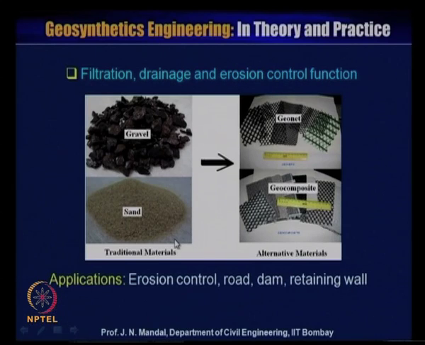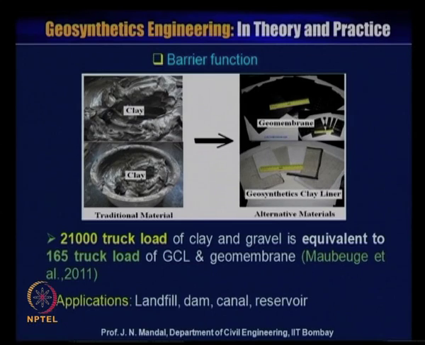And also for filtration, drainage and erosion control functions, most of the time we use gravel, armor, sand. The alternative is geonet and geocomposite material. So, for erosion control, roads, dams and also retaining walls, we can adopt the alternative system, and it can reduce the carbon footprint. Next, in the barrier function, we use clay, and the alternative is geomembrane or the geosynthetic clay liner.